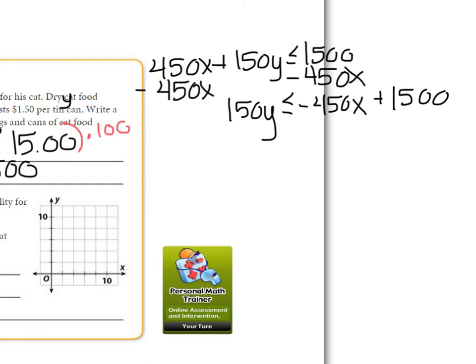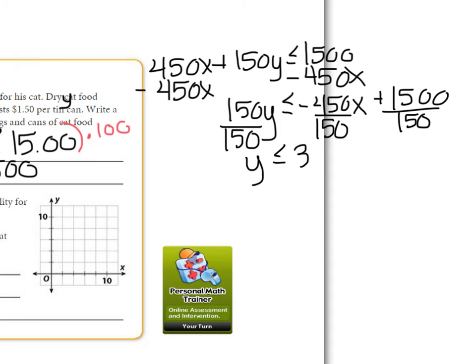Is y by itself yet? It still has the 150, so we're going to divide everything by 150. Do I flip the inequality sign here? The answer to that should be no, because we're dividing by a positive. Negative 450 divided by 150 is negative 3x. 1500 divided by 150 is simply 10.